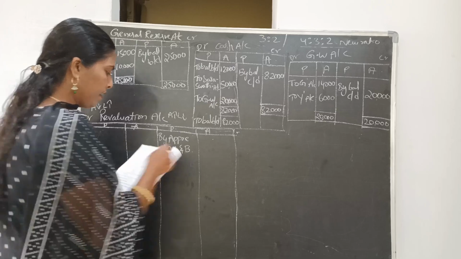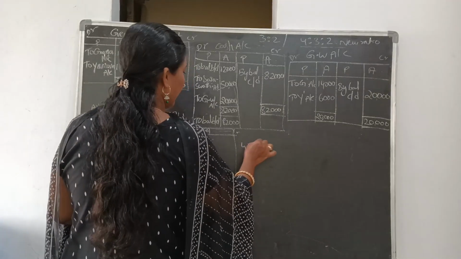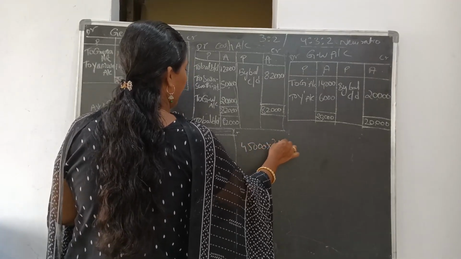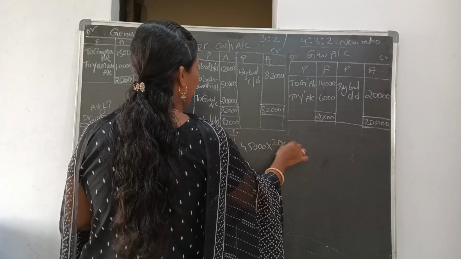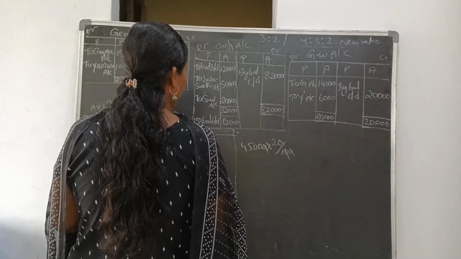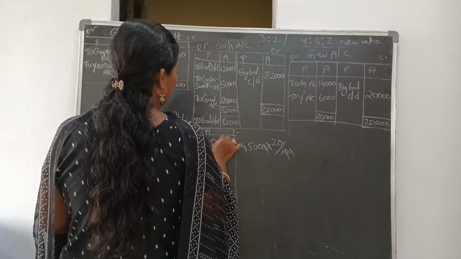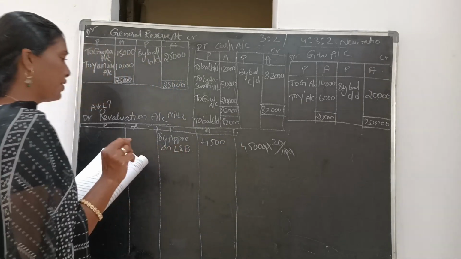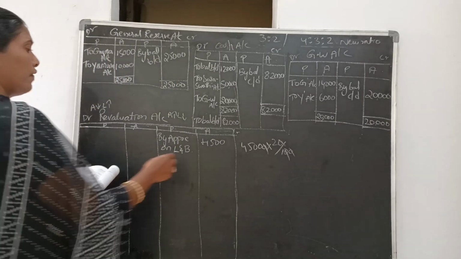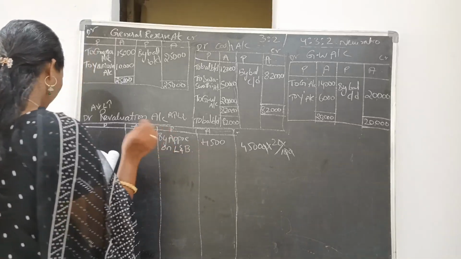So land and building by 20%. What is the cost of land? 45,000 into 20%, we are increasing the land value. So 4,500 is the land appreciation. Okay, 4,500 is the appreciation value.